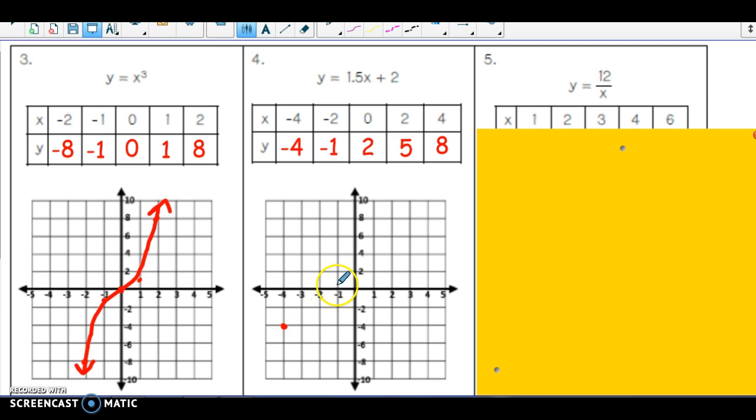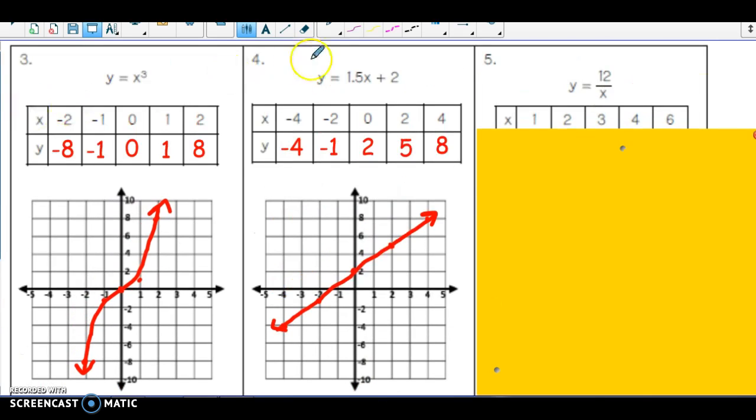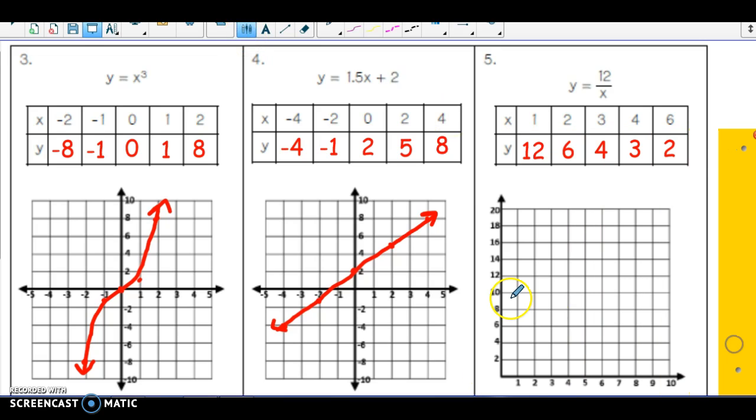-4, -4, -2, -1, 0, 2, 2, 5, and 4, 8. What you'll notice with this one is we have that consistent rate of change again. So when you see that you can draw a perfectly straight line through, you have a linear function. It's also in the format y = mx + b. There's no exponent on x, and that's what creates the linear function, the straight line.